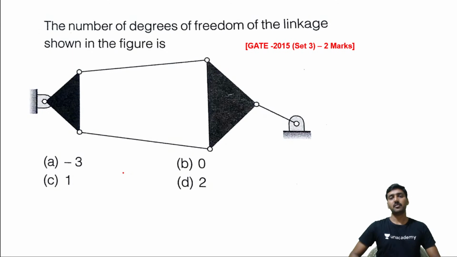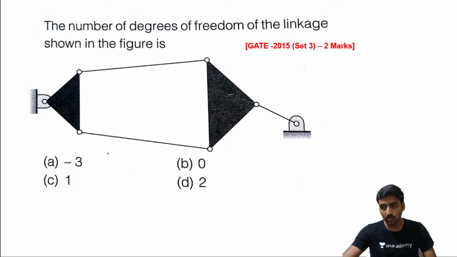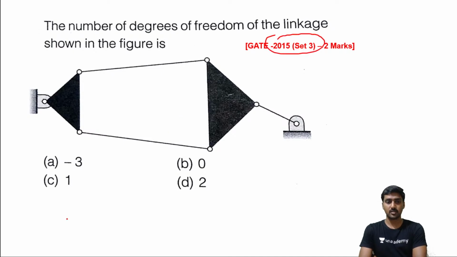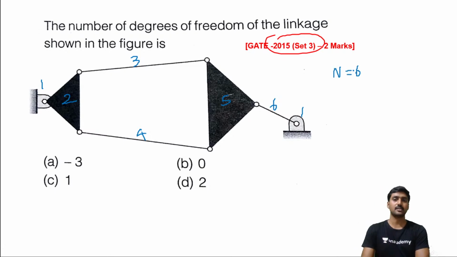Now the number of degrees of freedom of the linkage as shown in the figure. What is the number of degrees of freedom shown in the figure? This is a GATE 2015 set 3 question. I will explain with a different color. Here the fixed link is marked as 1, then 2, 3, 4, 5, 6. Total number of links is 6.